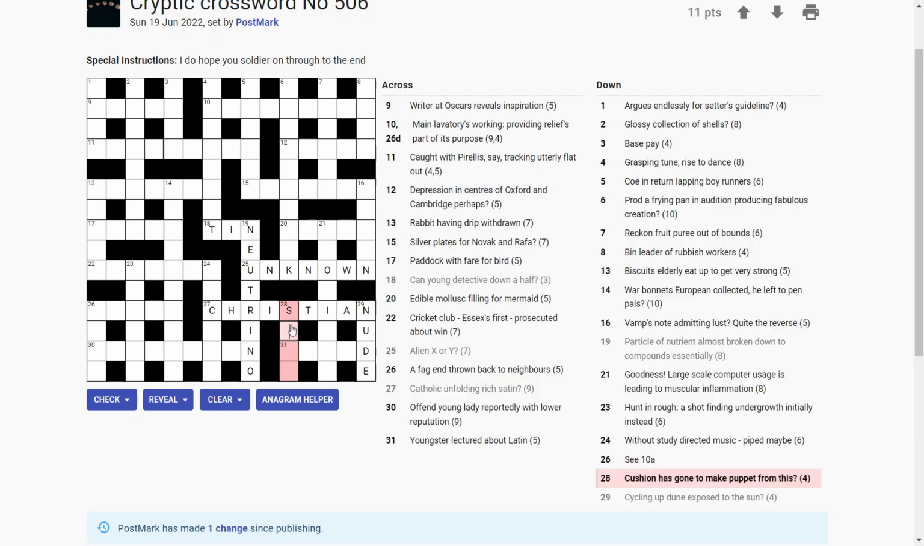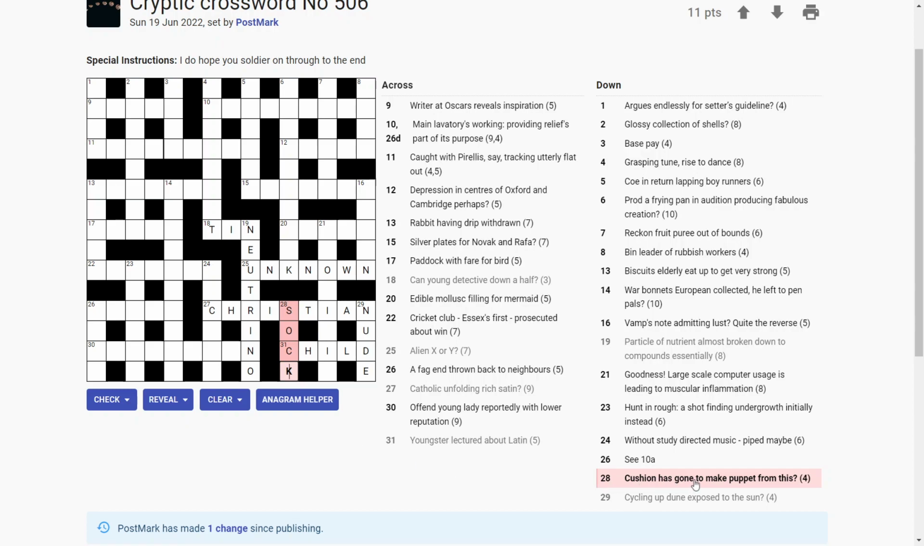Anagram of rich satin. Cushion has gone to make profit from this. Sock puppet. I think it's chide. CHID. Is that lectured? I would have put an E on the end, but I must be wrong. An L for Latin, I suppose. And that's a youngster. This does look like sock then.